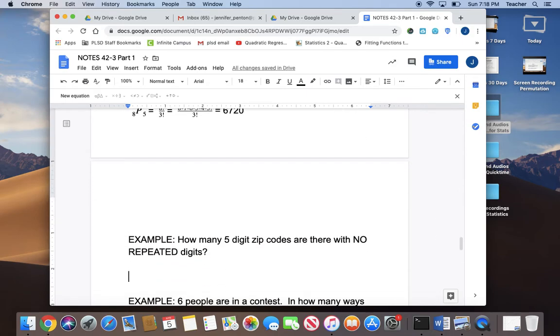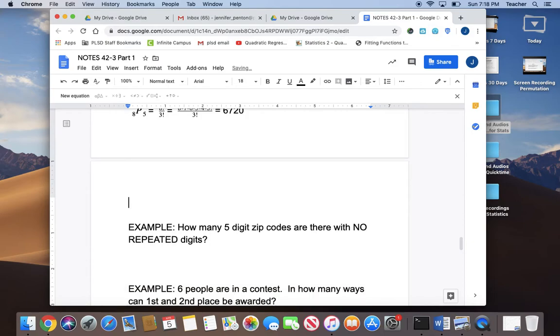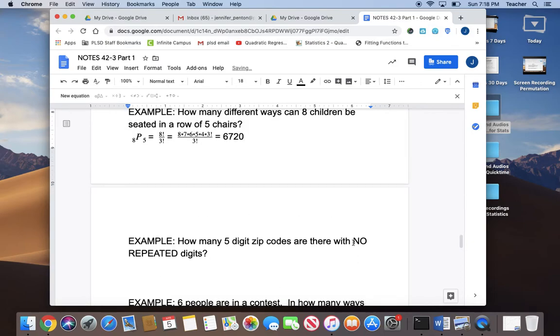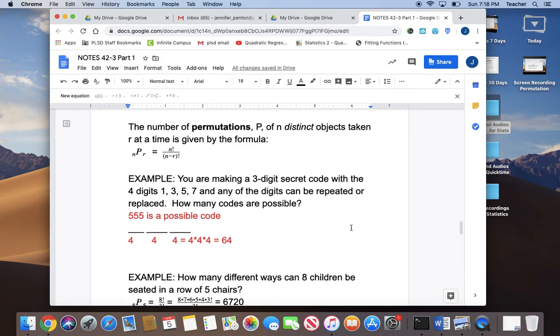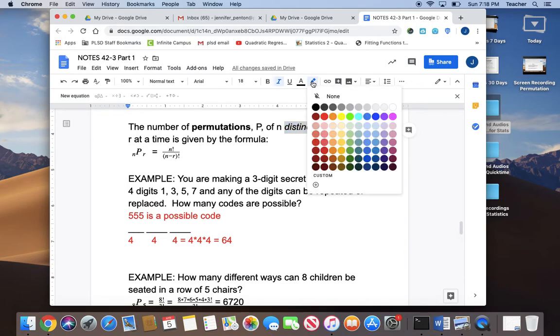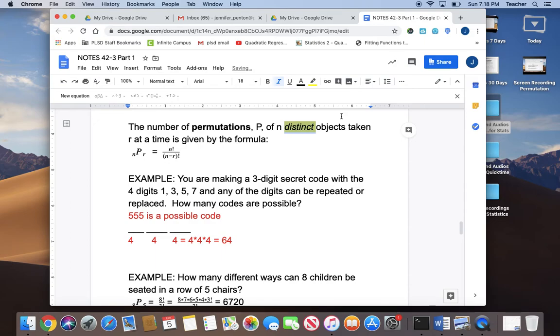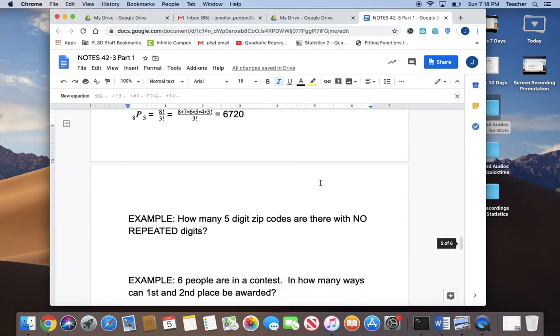My next example says, how many 5-digit zip codes are there with no repeated digits? That means each digit is distinct. And so remember, it's the number of permutations of n distinct objects. So separate objects, taken r at a time. So since none of the digits can be repeated, they're distinct objects here. Meaning every digit that you take is a different one.